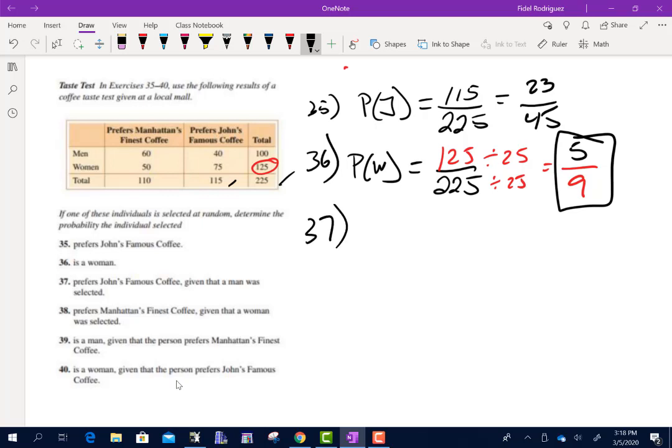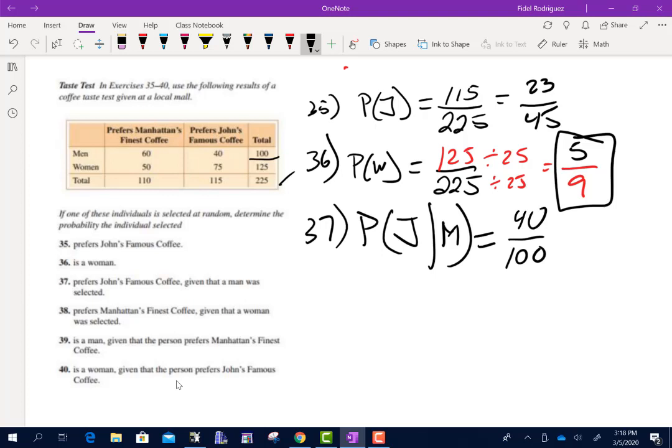Let's try 37. What's the probability that a person prefers John's coffee given that a man was selected? Okay, so we're looking for the probability that they like John's given that a man was selected. Okay, so let's take a look here. How many men did we survey? Well, we surveyed 100 of them. Out of those 100 men, how many of them like John's Famous Coffee? 40 of them. Okay, so let's go ahead and reduce that. It's going to give me 4 over 10. Divide them both by 2. And we come up with 2/5. Okay.